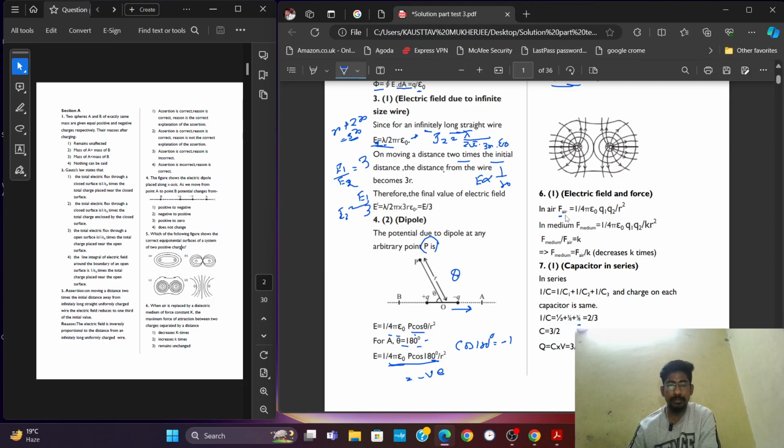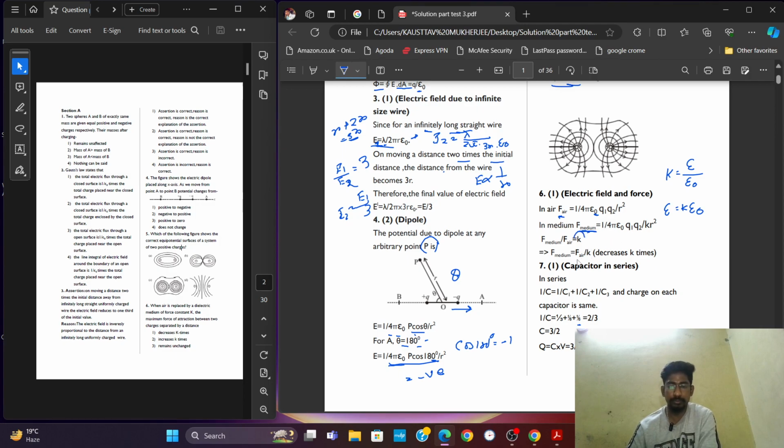If the two charges are placed in air, this will be epsilon naught, right? But whenever there is an introduction of a certain medium, k is equal to epsilon by epsilon naught, where epsilon is the permittivity of the medium. That means epsilon will be equal to k into epsilon naught. So for F medium, it will be 1 by 4 pi k epsilon naught Q1 Q2 by r square. Therefore F medium by F air will be equal to k, right?